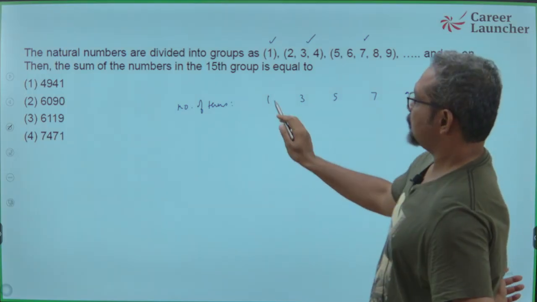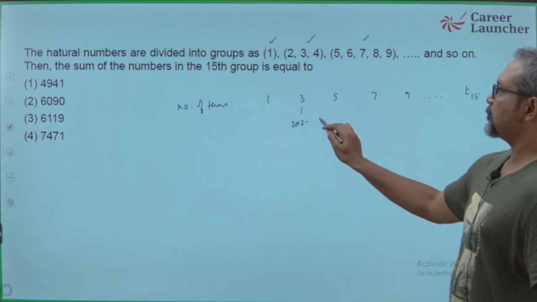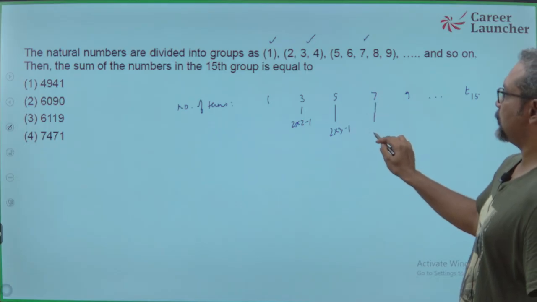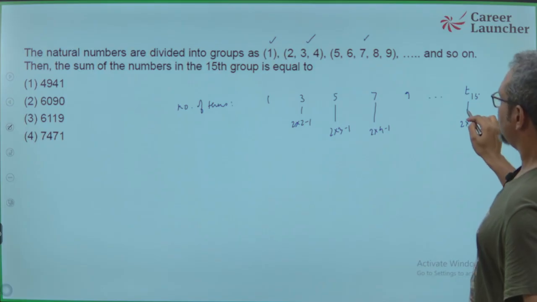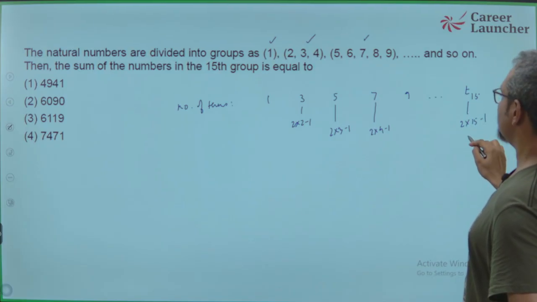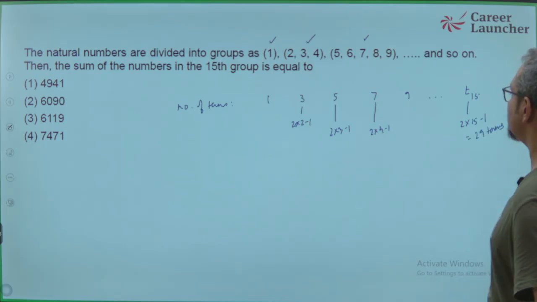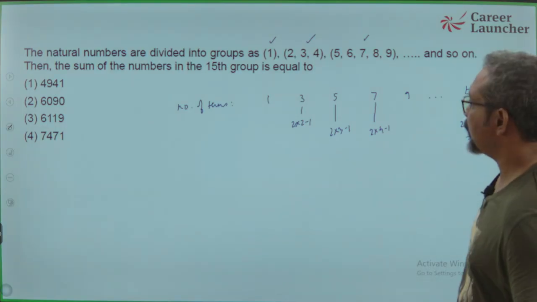The second term can be thought of as 2 times 2 minus 1, the third term 2 times 3 minus 1, the fourth term 2 times 4 minus 1, the 15th term 2 times 15 minus 1. So 29 terms. The 15th set will have 29 terms. Okay, one thing is done.